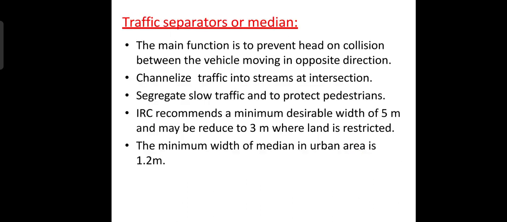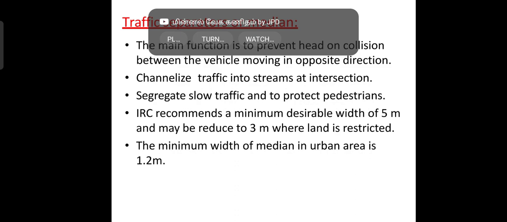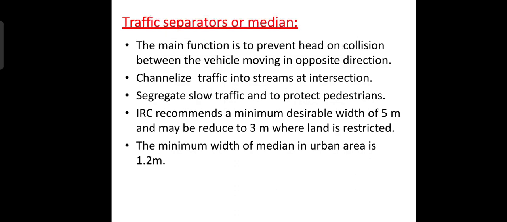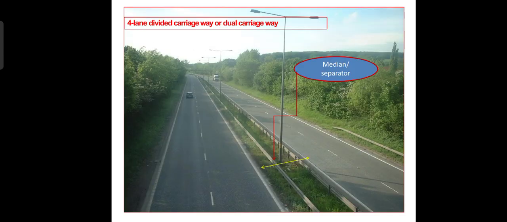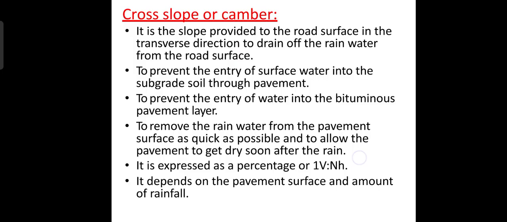Traffic separators or median. The main function is to prevent head-on collision between the vehicles moving in the opposite direction, channelize the traffic into streams at the intersection, segregate the slow traffic, and to protect the pedestrians. IRC recommends a minimum desirable width of 5 meter, which may be reduced to 3 meter where land is restricted. The minimum width of median in urban area is 1.2 meter. Here you can see a median or the separator in a 4-lane divided carriageway or a dual carriageway.